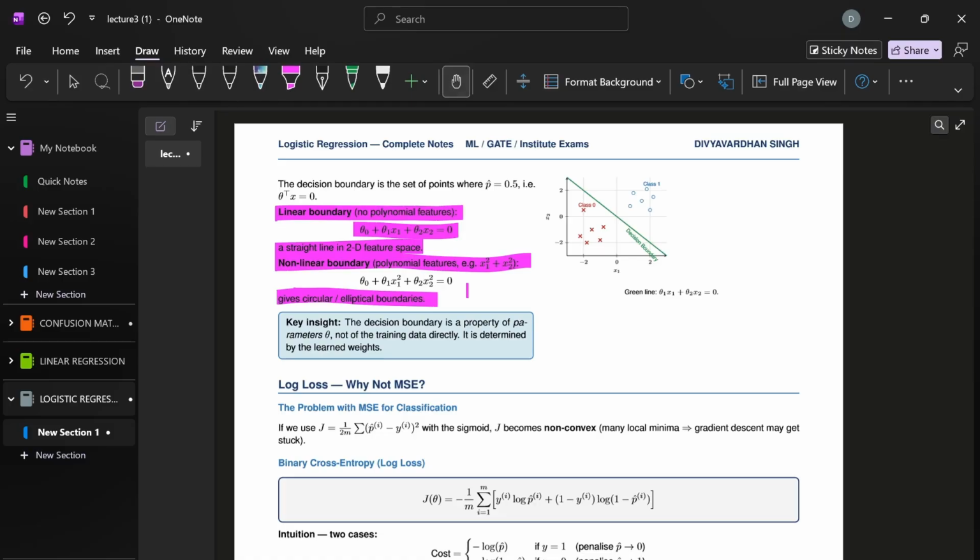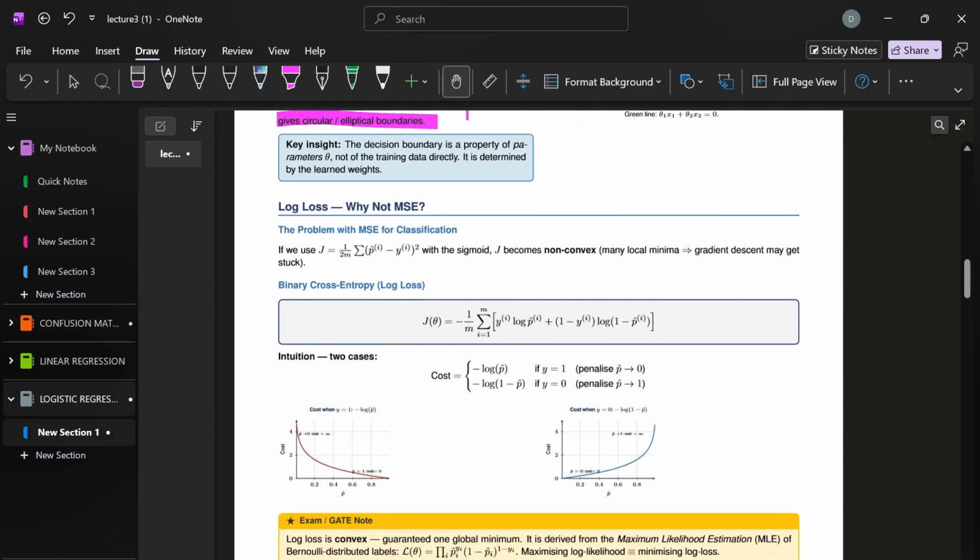Moving towards section 4, we have the log loss. Basically, what is log loss? If you plug the sigmoid function into the MSE, mean squared error, the resulting cost function becomes non-convex, full of local minima. So gradient descent gets stuck, and that's a disaster. In that case, we have to use binary cross entropy, also called log loss.